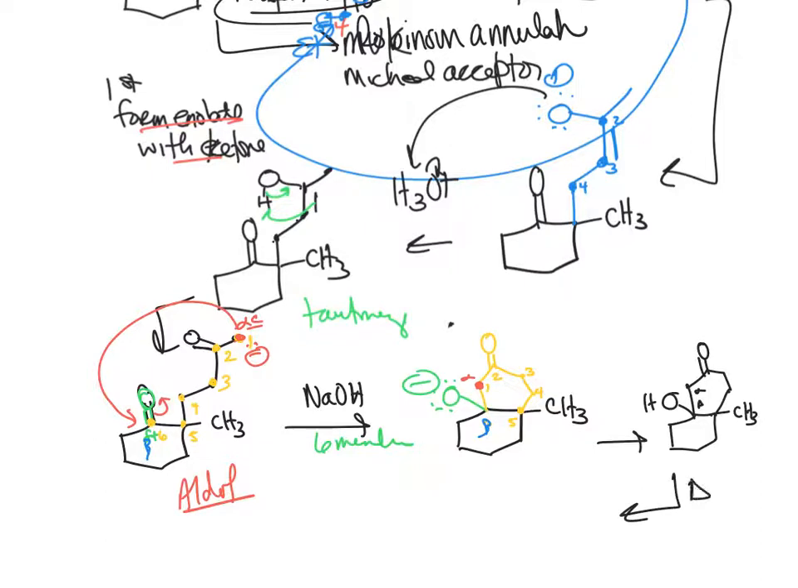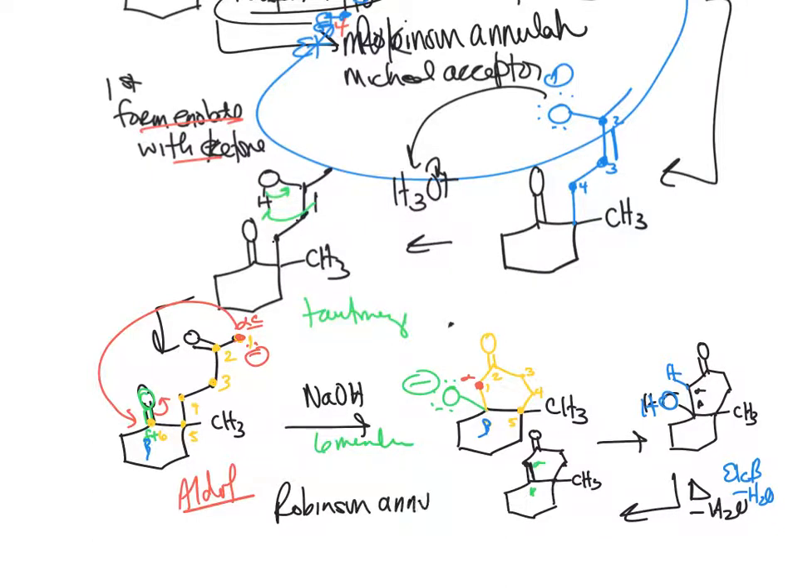And then with heat, you're going to lose water. This is an E1CB mechanism. So you're going to lose that hydrogen, you're going to lose water, and you're going to make an alpha beta unsaturated product. There's your alpha, there's your beta. So there's your double bond. Okay? And that is the Robinson annulation. So let's review.